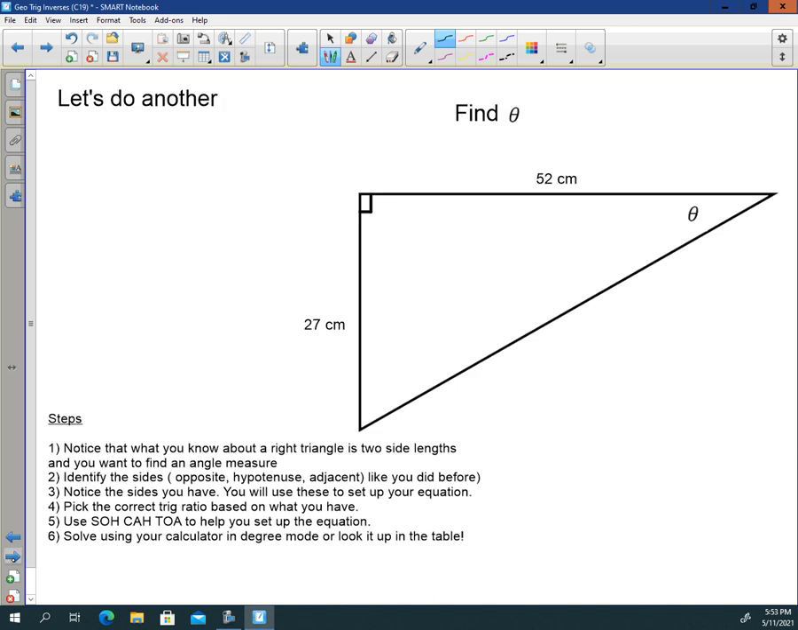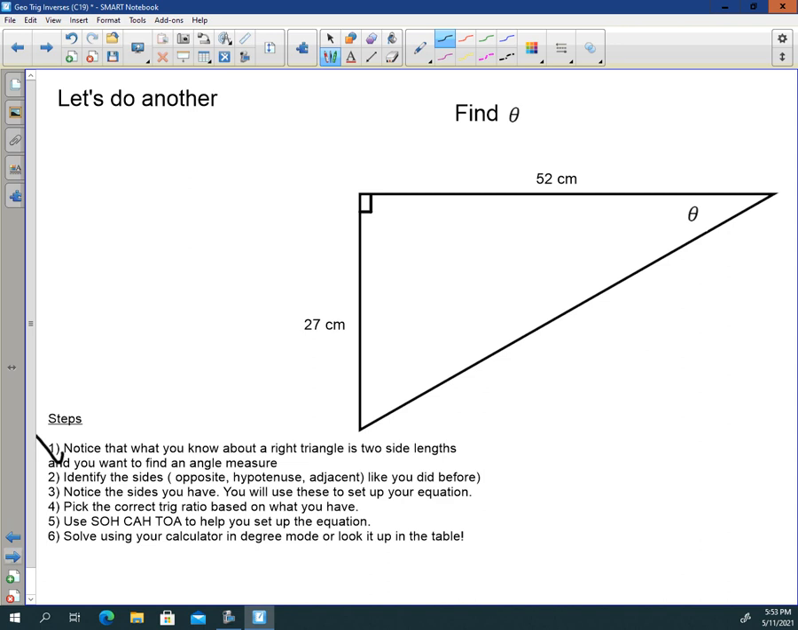The hard part is wrapping your head around that new button, but once you do, you're good. Everything else is pretty much the same. So let's notice what we have here. We've got a right triangle. We have two sides of that right triangle, and we want an angle. And so we have done our noticing. Now let's identify our sides.